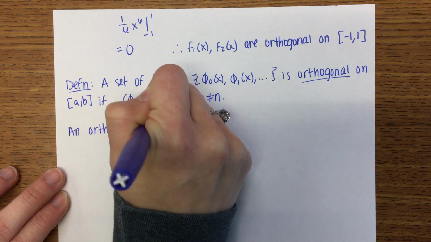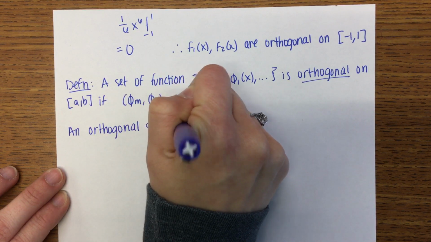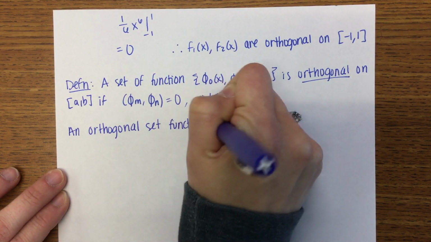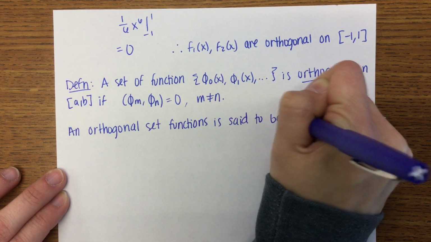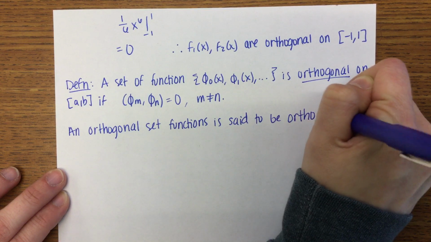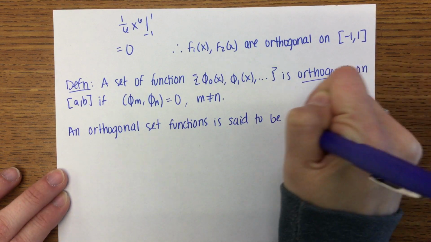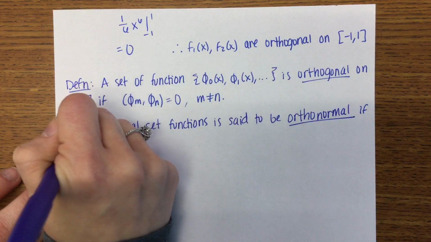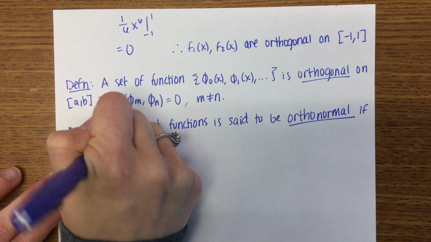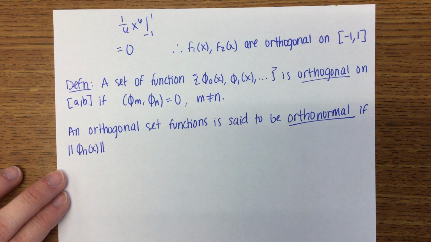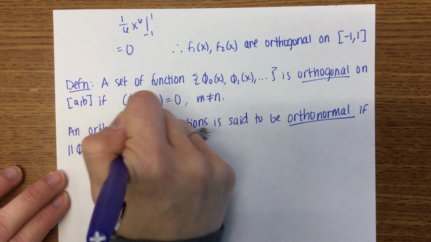Then an orthogonal set of functions is said to be orthonormal if the norm of each of those functions is 1.